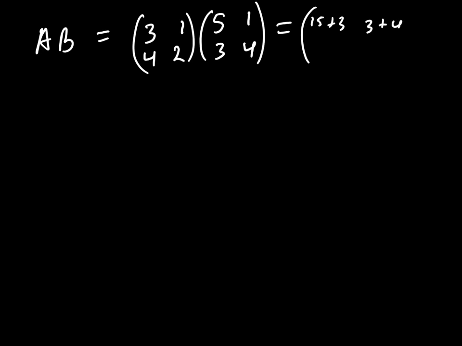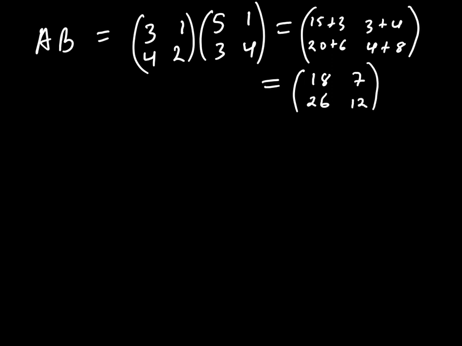Then we go to the next row, the down arrow, and the first column. 4 by 5 is 20 plus 2 by 3, which is a 6. 4 by 1 is a 4 plus 2 by 4 is 8. So what is AB? Let's add. AB is 18, 7, 26, and then 12. 4 plus 8 is 12. Now next we need B squared.